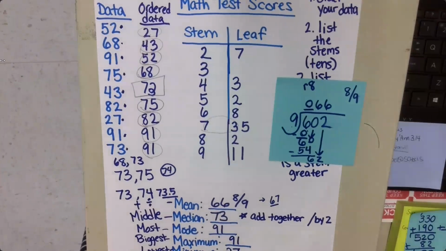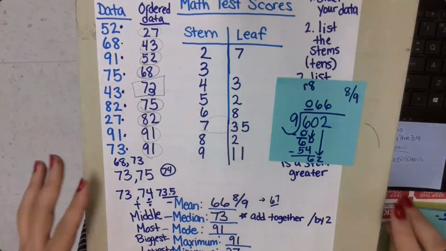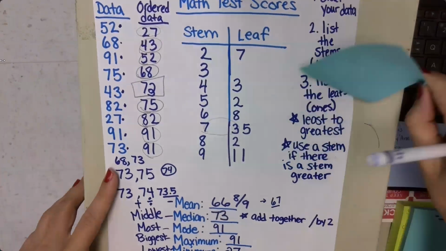That is how to interpret a stem and leaf plot. If you have any questions, please leave them in the comments, and I would be happy to explain them to you.